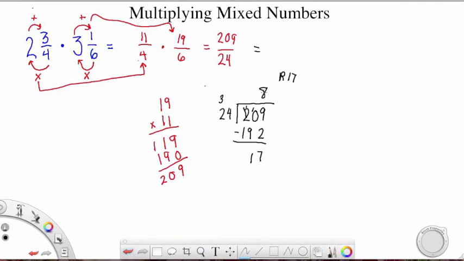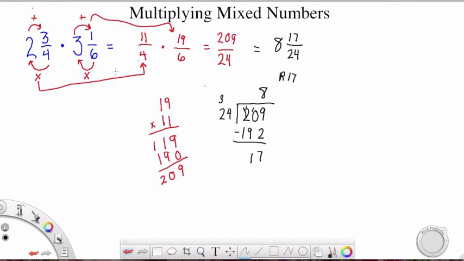Now what does this mean? Well, our whole number quotient becomes our whole number, 8. Our remainder becomes our numerator. After all, we have 17, not just 17, but we have 17 24ths as our remainder. So here's our final answer.